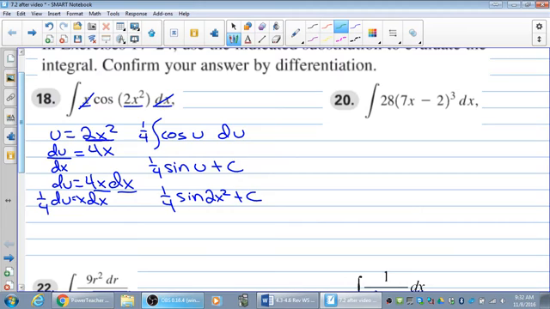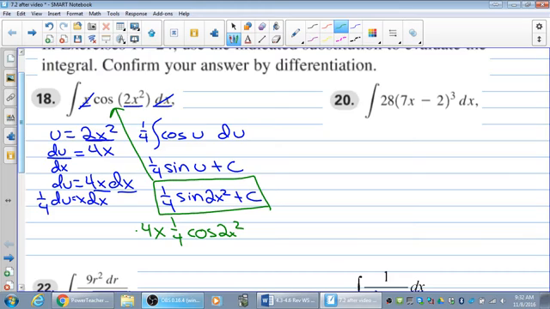But the question is, what is the derivative of this? Well, the derivative of sine is cosine. So I have cosine of 2x squared. Derivative of c is 0. I have the 1/4, and then we would take that times 4x, the derivative of the inside. And the 1/4 and the 4 would cancel out, and we'd be left with x. So the derivative gets you back to what we started with. Questions on that process?